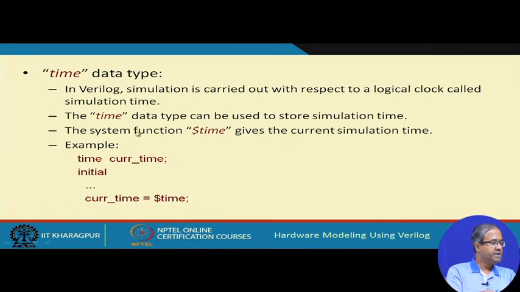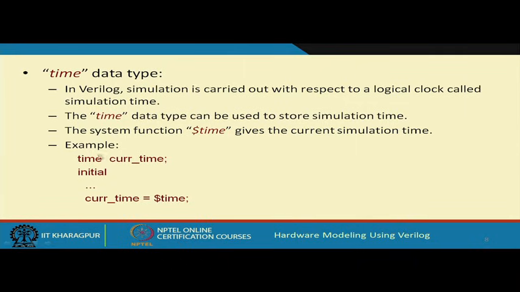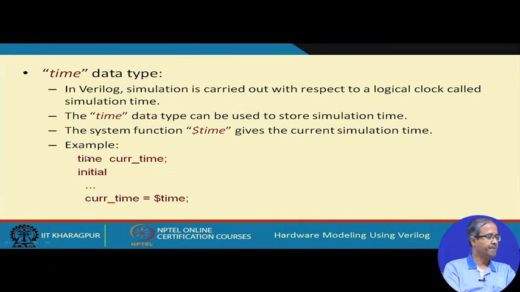Just a small example: in the Verilog code you can define a variable, let us say current time, as a variable of type time, and there is this special system function $time. Anything starting with a dollar is a system function. This system function gives you the current simulation time. So, in the initial block, if you want to assign the current time to this variable, you can write a statement like this: current time equal to $time.